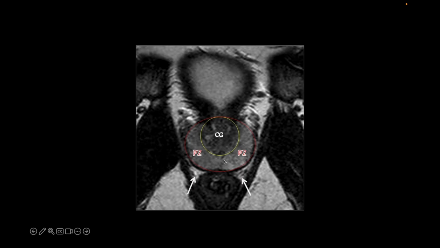And on T2, the peripheral zone is brighter than the central zone. And prostate cancer is normally in the peripheral zone, and you get low signal areas of tissue in the peripheral zone normally.